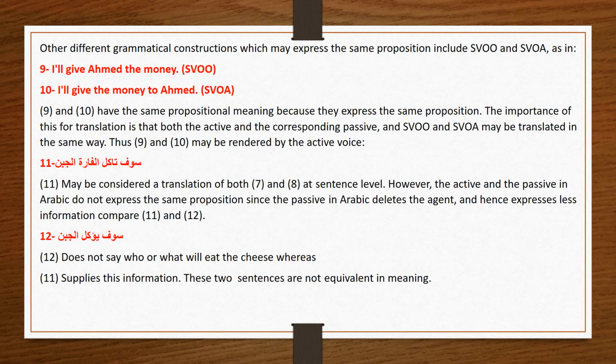We have here other different grammatical constructions which may express the same proposition, including the subject, verb, indirect object and direct object, or we have the subject plus verb, object and adverbial. Just like here we have number 9, I will give Ahmed money. Okay, this is subject plus verb, and we have indirect object, Ahmed, and we have direct object, the money. We have number 10, I will give the money to Ahmed. Here we have the subject plus verb plus object and adverbial. As you see here, number 9 and 10 have the same propositional meaning because they express the same proposition.